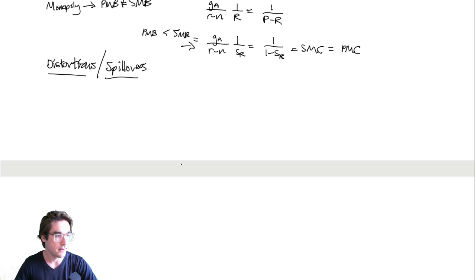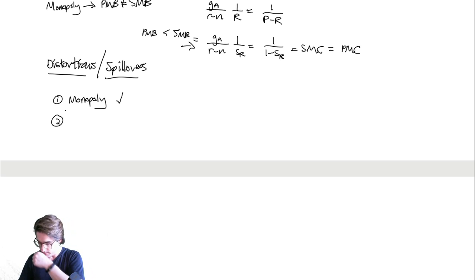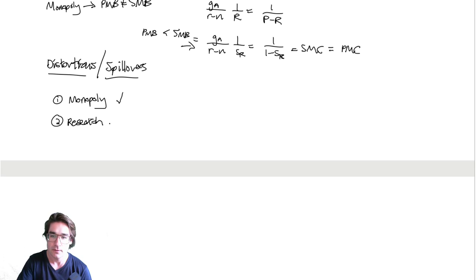So what is it going to be? We've already discussed one. One is monopolies. Okay, monopoly. We discussed that. Check. Number two. All right. So I guess there's really only two things, but there's sort of two components to number two, which is research spillovers. Okay.